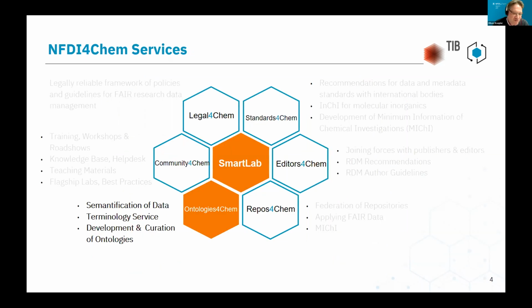Ontologies for CHEM is one of many activities we have to digitize major steps of data generation and management on the way to FAIR data, centered around the smart lab approach of NFDI for CHEM. In Ontologies for CHEM, we develop services and tools for the semantification of data, linking data in a machine readable way. We also provide access to ontologies and create and develop ontologies to enable and enhance semantification in the area of chemistry data.